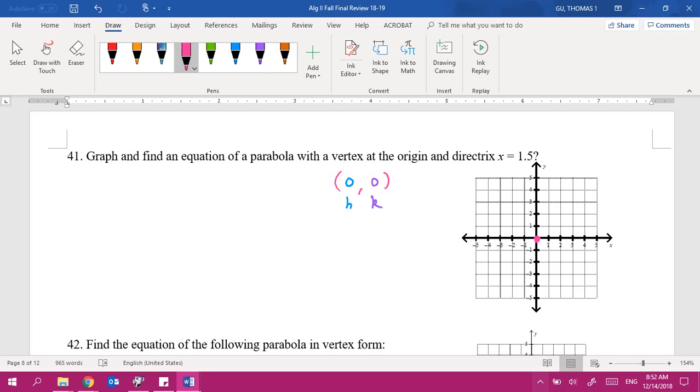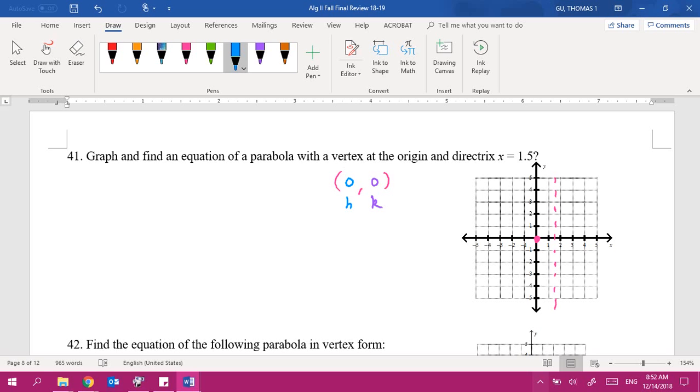And then they tell me that the directrix is x equals 1.5. That means this line right here, that's the directrix. Okay? So now, if that's the directrix, where's my focus? Because you should be able to find the focus if you know the vertex and directrix. It's 1.5 away, so the directrix on the right.